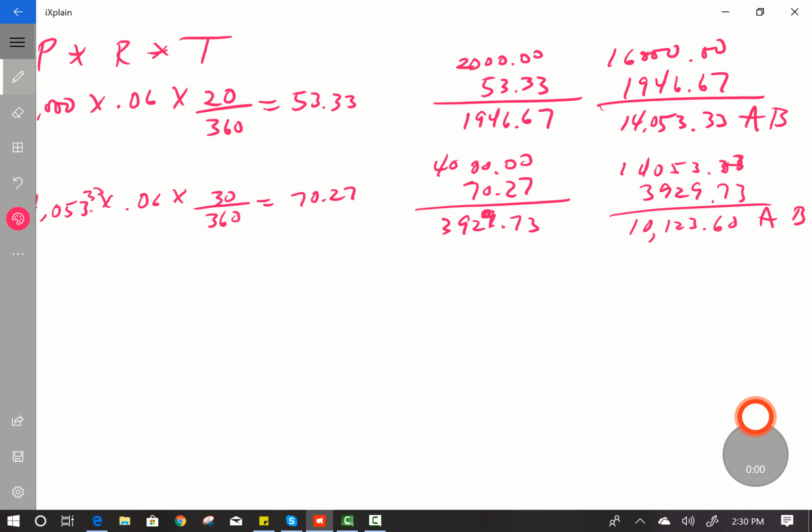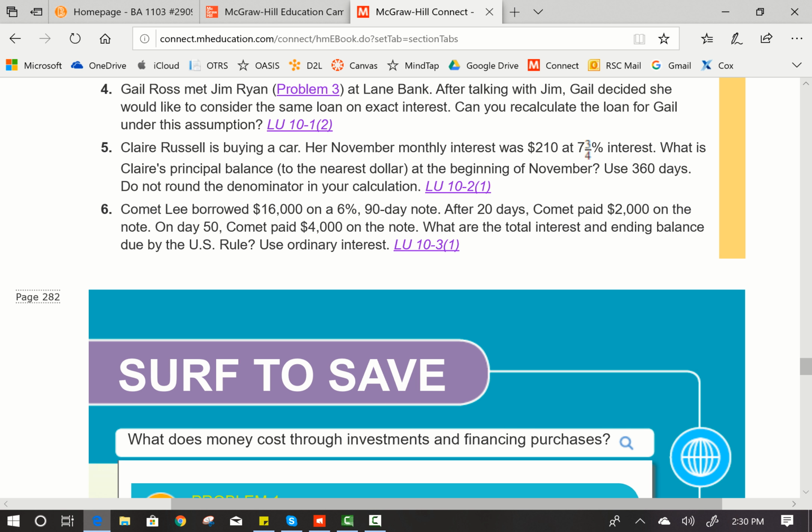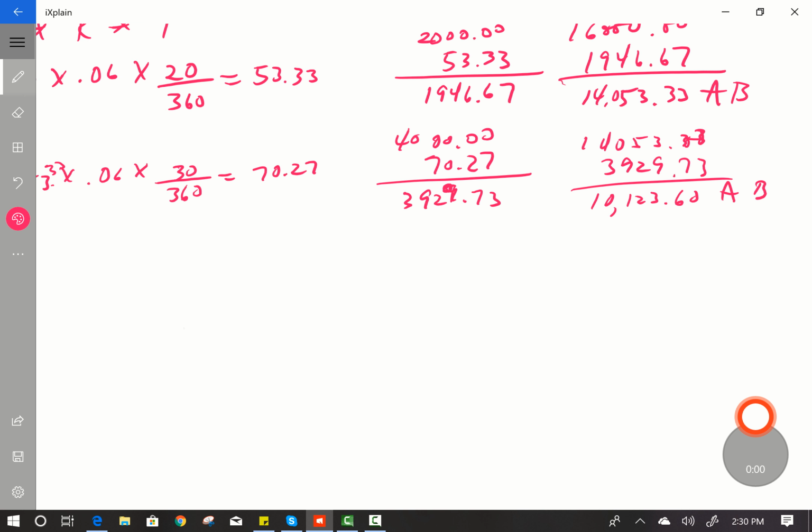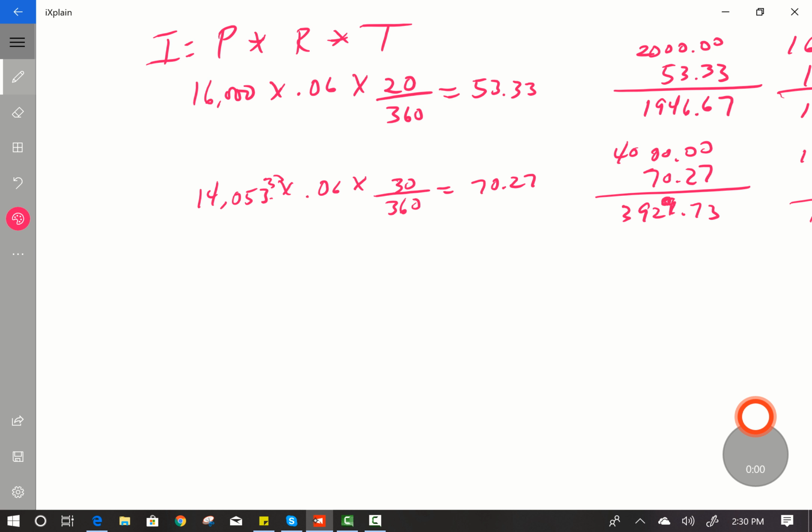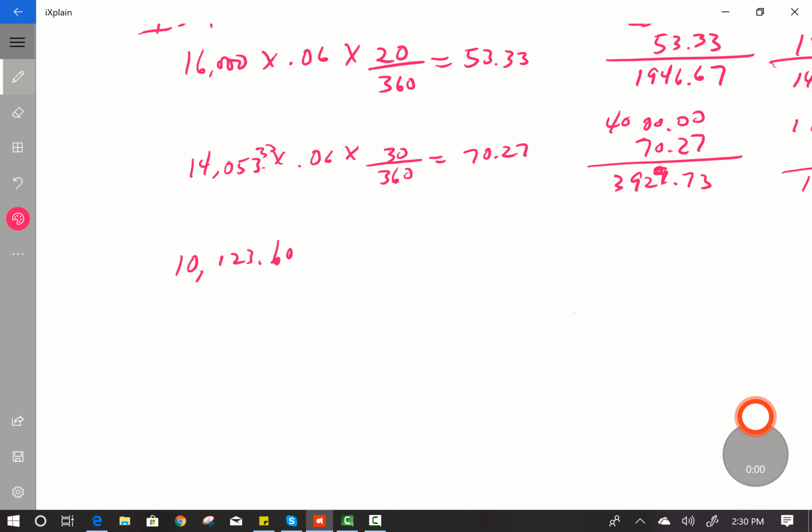Now we need to find out the number of days. That's through the 50th day, and there's a total of 90 days, so we have 40 more days without any type of partial payment. So we're going to take that problem again with $10,123.60. Is that what I had? Yeah. $10,123.60 times 6% times 40 over 360 equals $67.49.